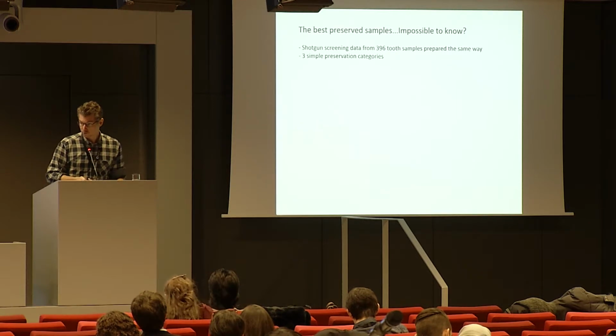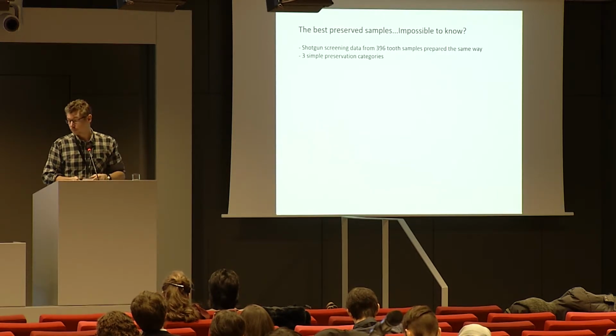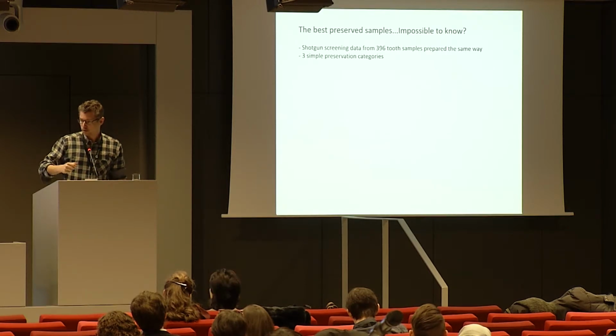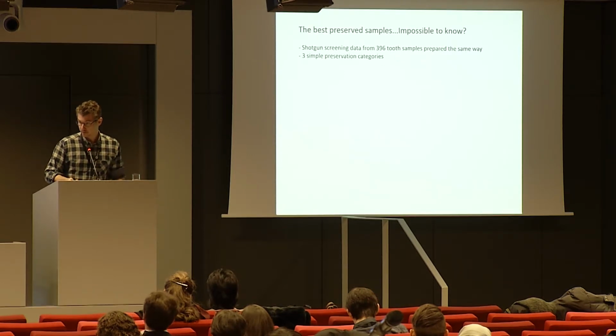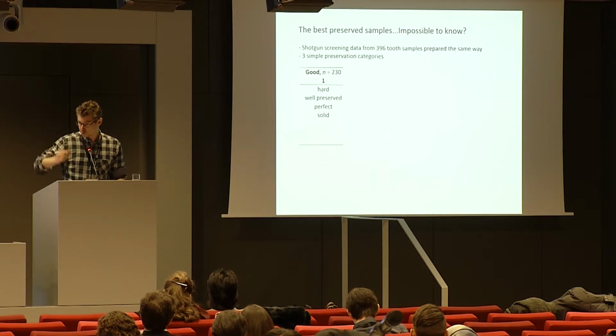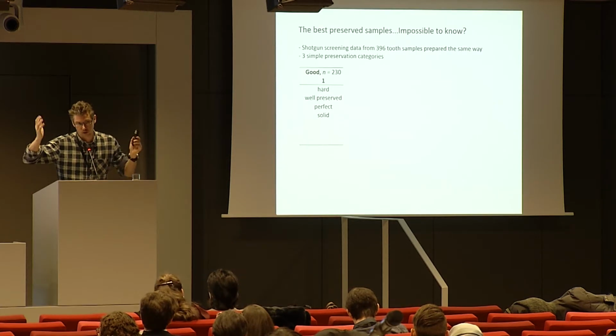Another way of looking at this: I had some of our lab technicians write down, whenever they did the sampling, very crude measures of how they saw the sample, if it was well preserved or poorly preserved, and this happened before we sequenced them. I divided this into 3 crude categories. Well preserved was when they had noted words like hard, well preserved, perfect, solid, words like that.